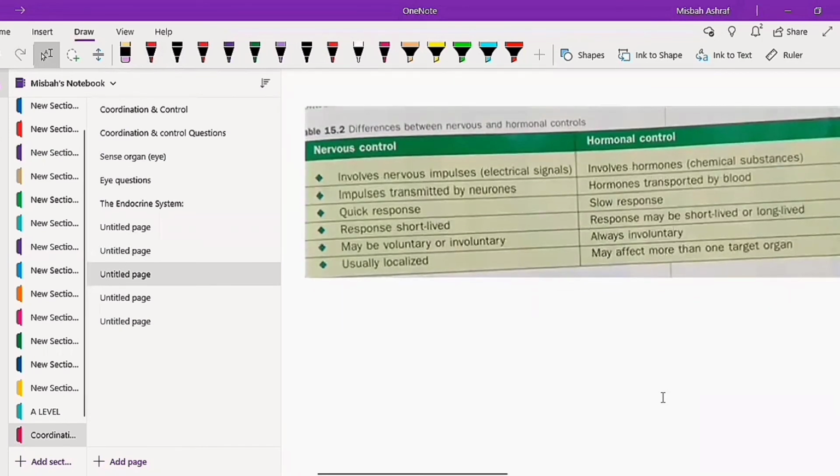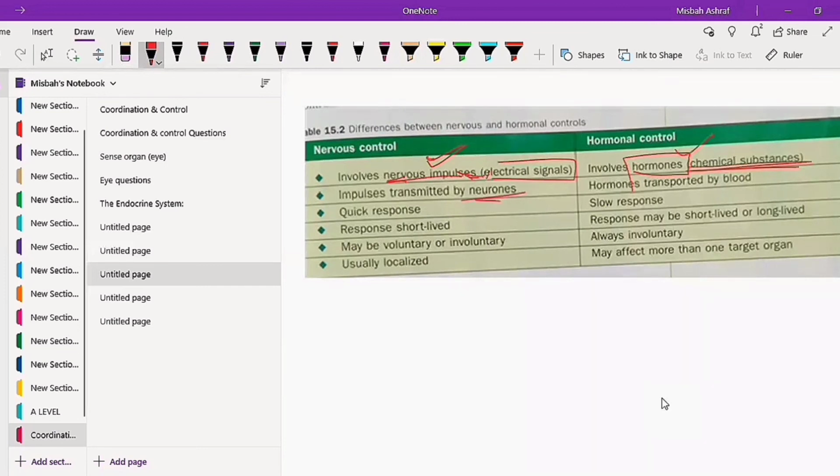The other one is the comparison or difference between the nervous control and the hormonal control. As we have completed the complete chapter and all the topics, and we have studied about nervous and hormonal control as well, the difference is very important. Nervous control, we have studied that nerves or neurons are involved, right? And the message travels through the nerve impulses or electrical signals or electrochemical signals, right? Here, hormones are involved, and this is only a chemical substance. In this, the message travels through hormones, and in the other, the message travels through nerve impulses or through neurons. This is the first difference.